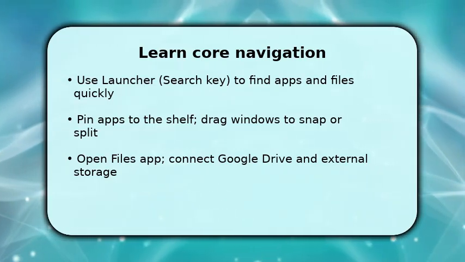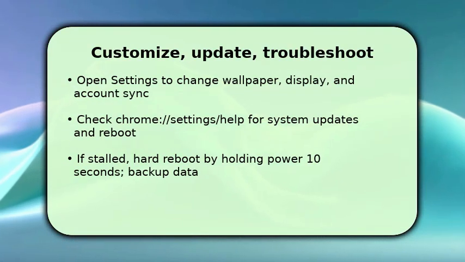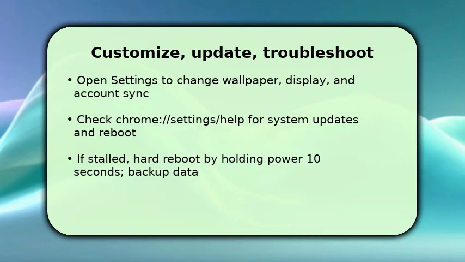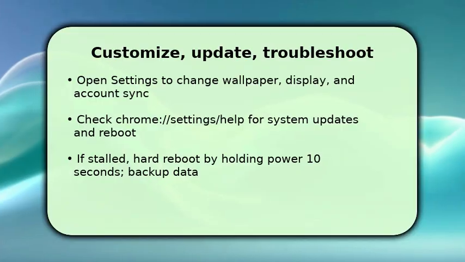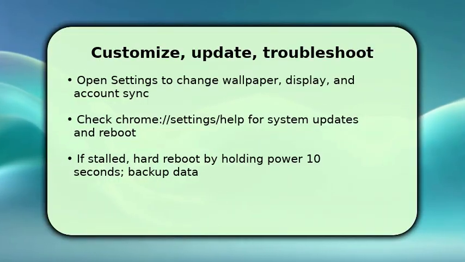You finish by customizing settings to match how you work. Adjust display scale, keyboard shortcuts, and sync options so bookmarks and passwords are consistent across devices. Once done, check for system updates in Settings or at Chrome://settings/help and reboot after updates to apply security fixes.